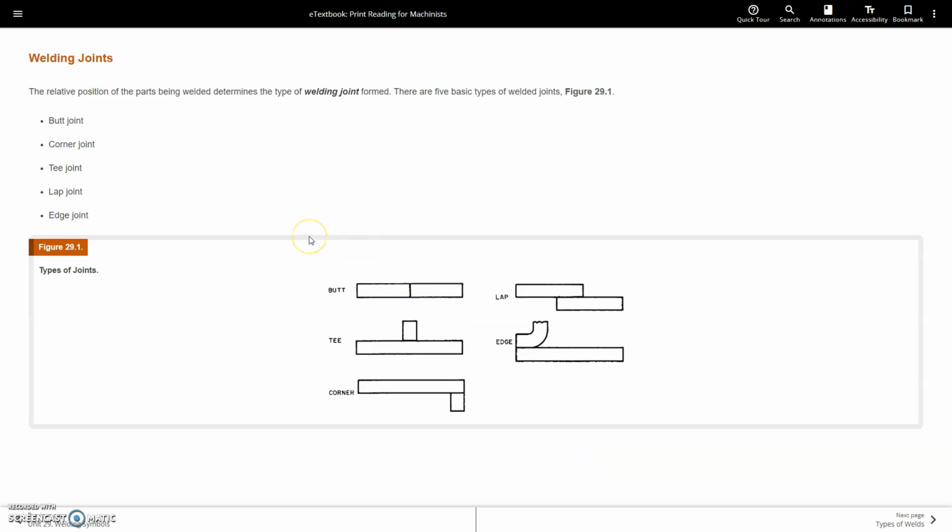So, welding joints. The relative position of the parts being welded determines the type of welding joint formed. There are 5 basic welding joints. You've got your butt joint, your corner joint, your T joint, your lap joint, and your edge joint.